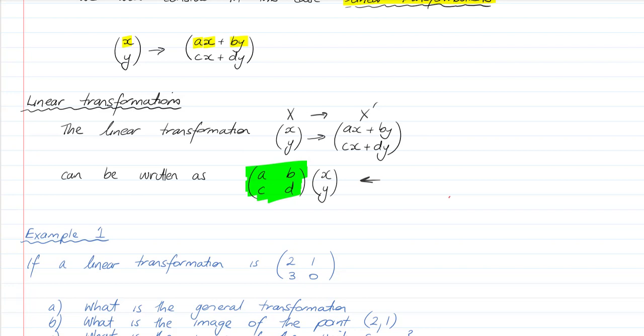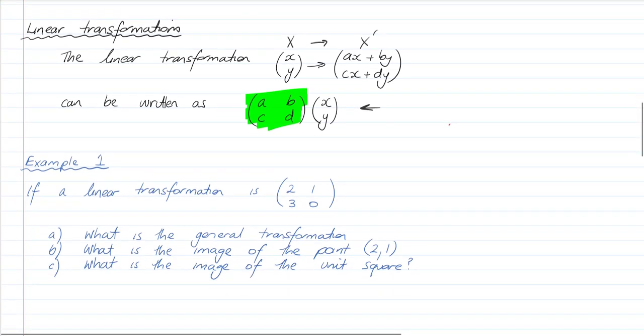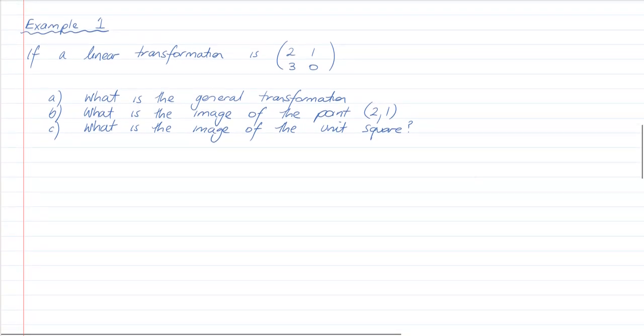So example 1. If a linear transformation is (2 1; 3 0), what's the general transformation? What's the image of the point (2, 1)? And what is the image of the unit square? So this is where we're talking about the image of a point and then a shape. And I'll show you the difference of this.